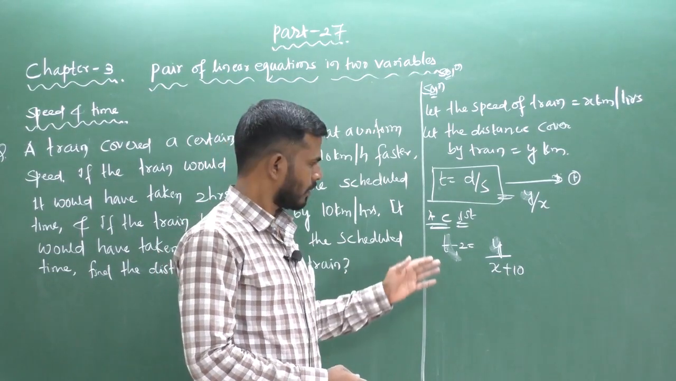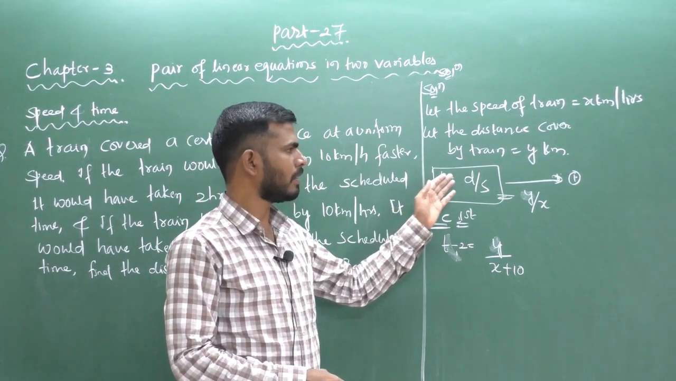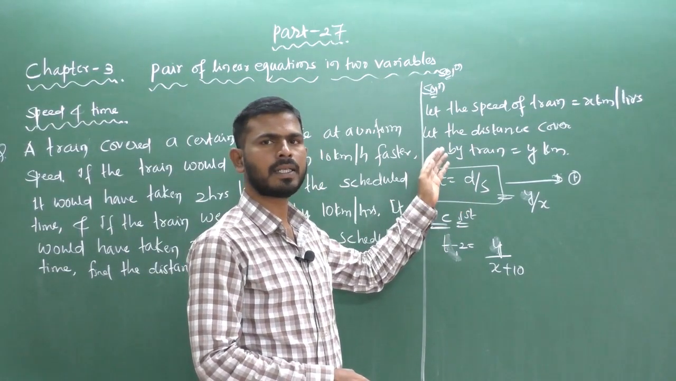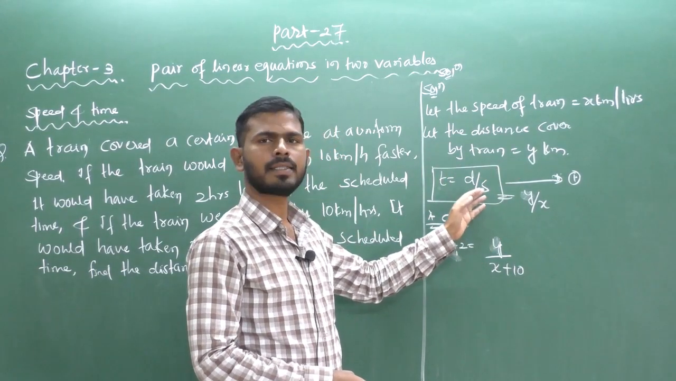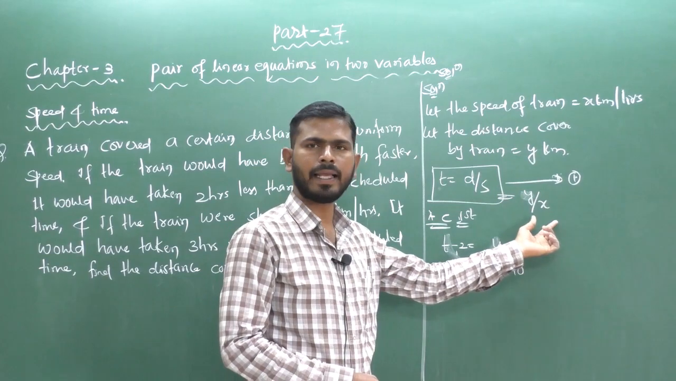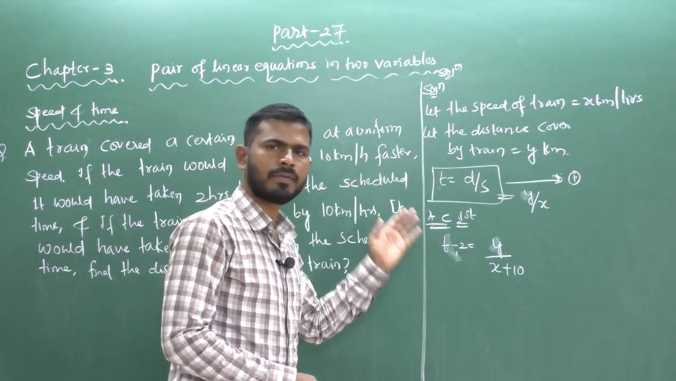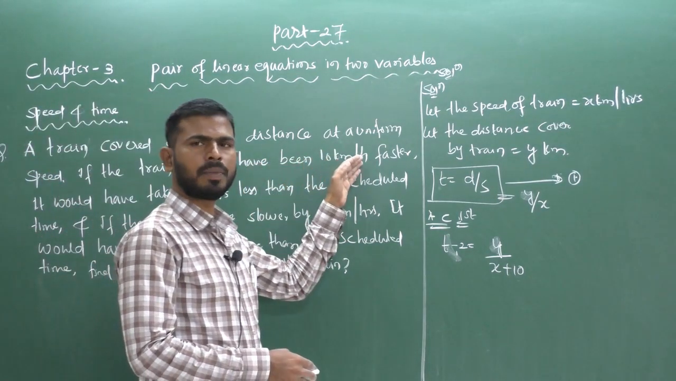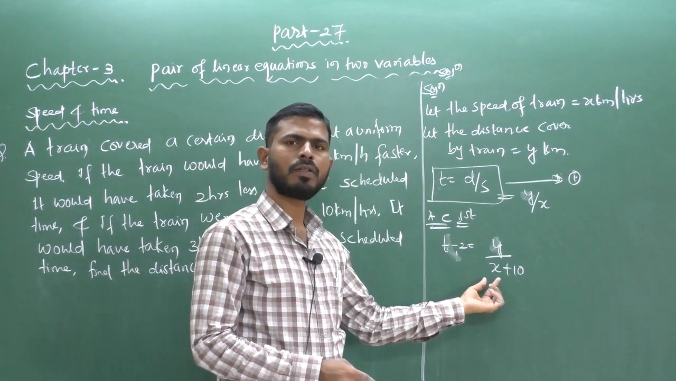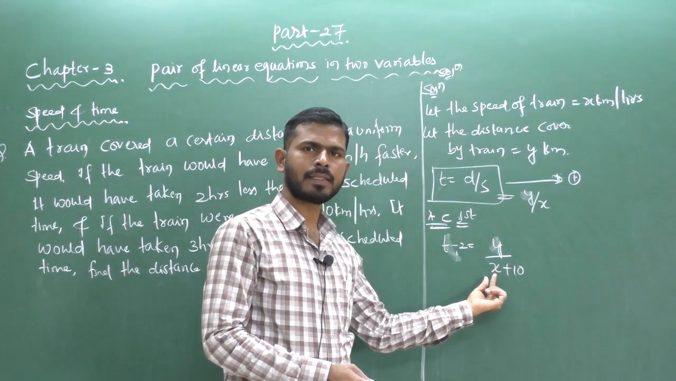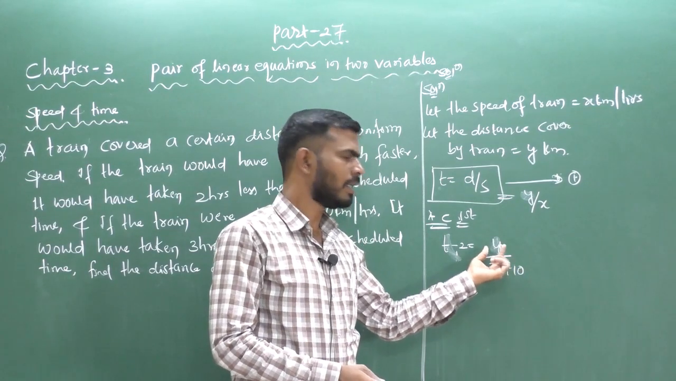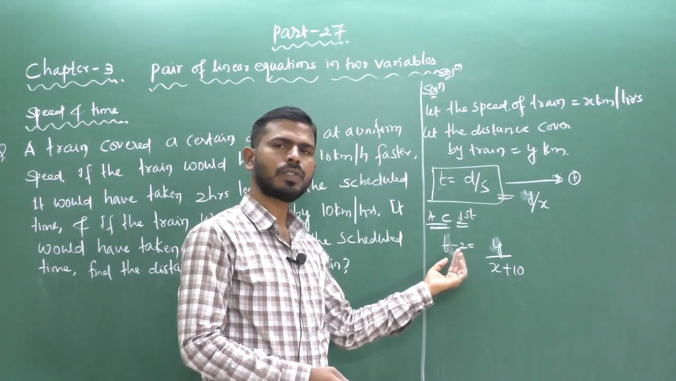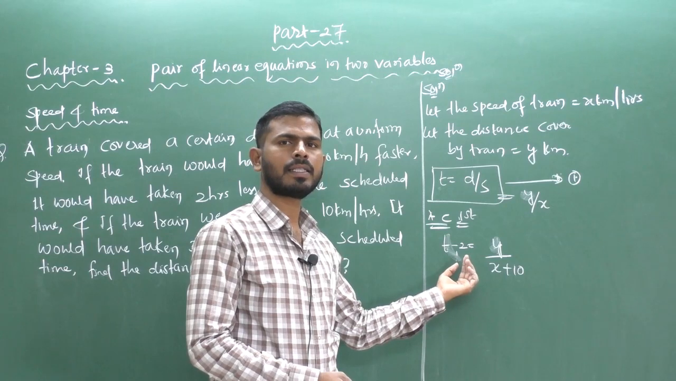So are you getting me? Once again I will explain here. Time equal to distance by speed. This is the formula. Time is as it is. Distance means distance covered by the train, that is y. Speed of the train, we consider that is x. So according to the first condition given here, if the train would have been 10 km per hour faster, so suppose speed you have to increase by 10. Initial speed is x, increased speed is x plus 10, distance is y. So if you increase the speed, automatically it will decrease the time, that is 2 hours less. It will take 2 hours less than the scheduled time.